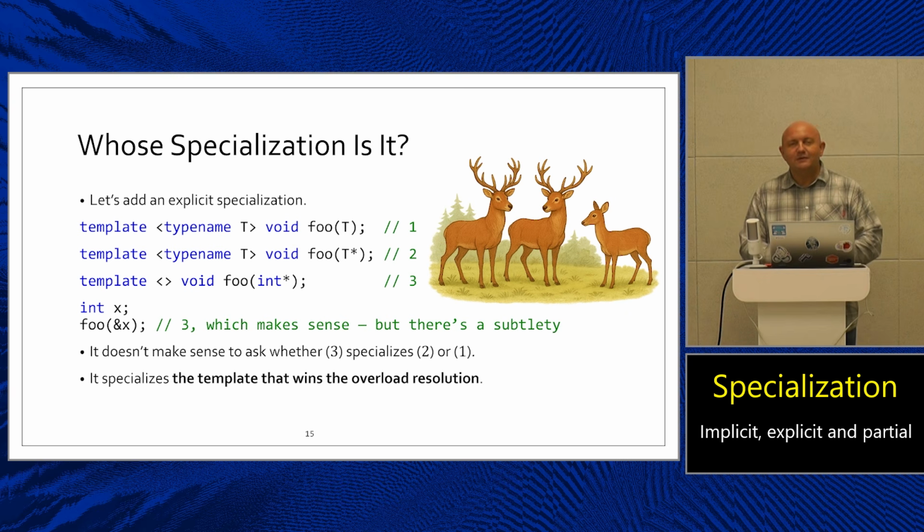And here's a way to think about it. Imagine the specialization as a female deer. She comes into a clearing and sees two male deer, our two primary templates, who are about to compete. They perform cross-type deduction, lock antlers. I'm not an expert on deer behavior, but the one that wins, the primary template that wins overload resolution, is the one she chooses. Similarly, the specialization attaches itself to the winner.